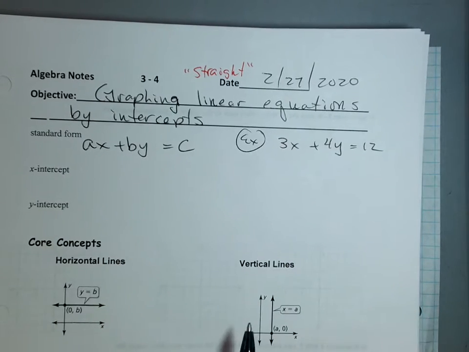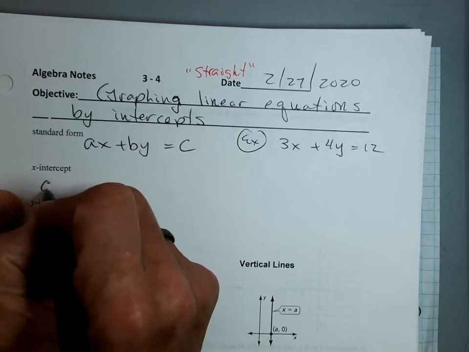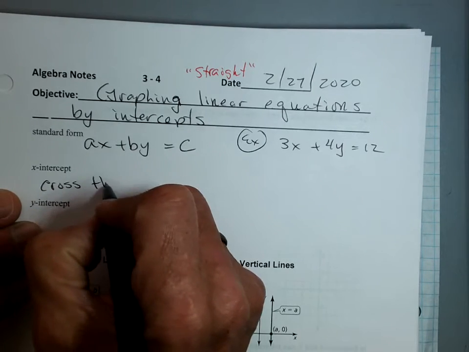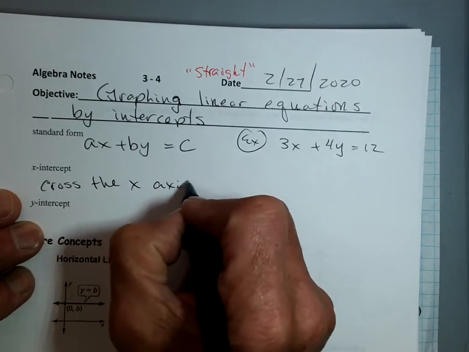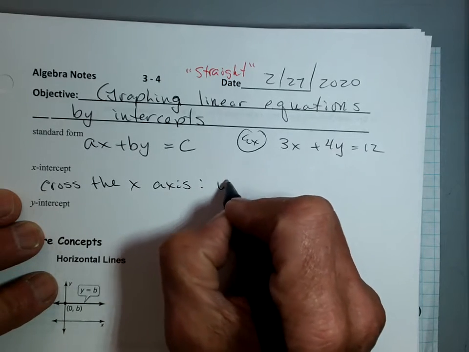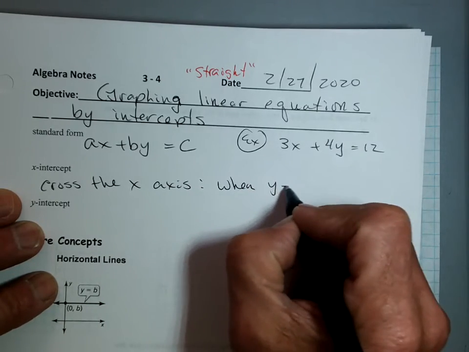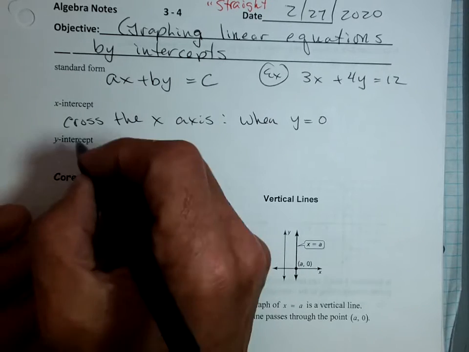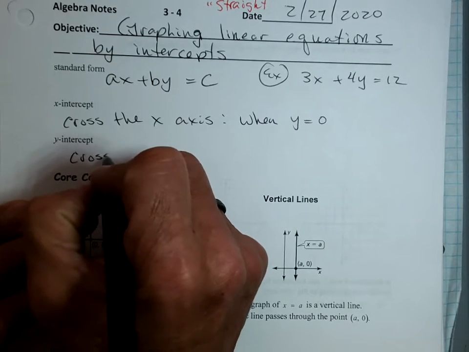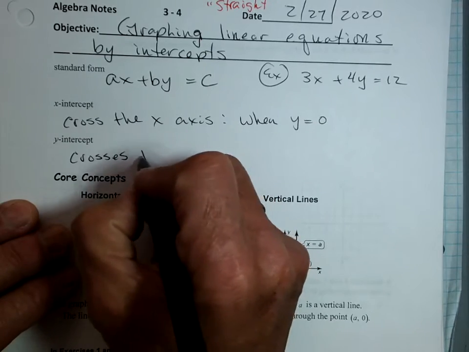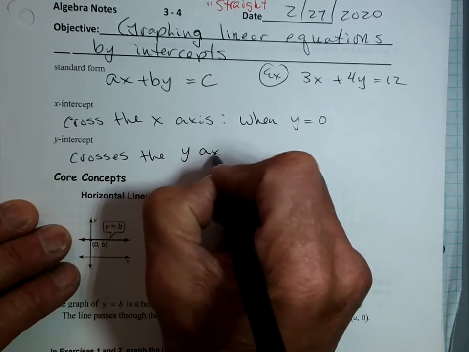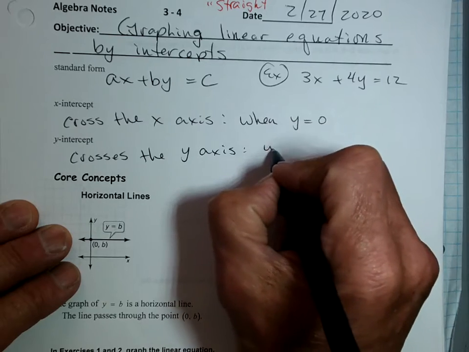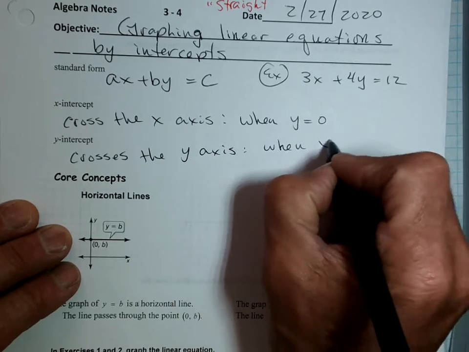Now, its x-intercept is where it crosses the x-axis. It's also when y equals 0. Okay, write that down. The x-intercept is when it crosses the x-axis. It's also when y equals 0. The y-intercept is when it crosses the y-axis, and that's the same thing as when x equals 0, okay?